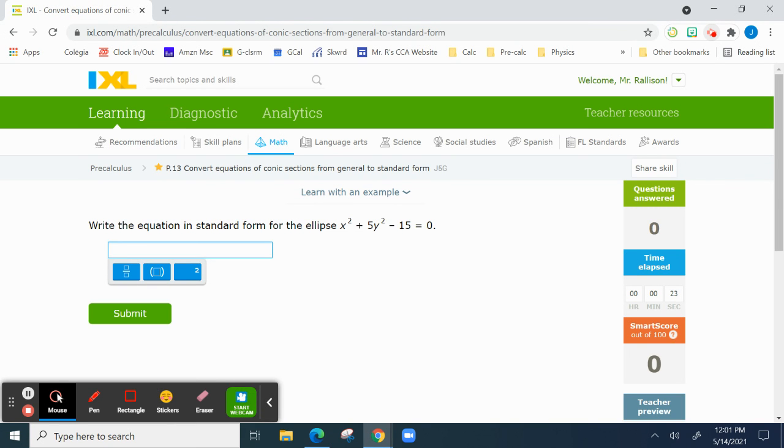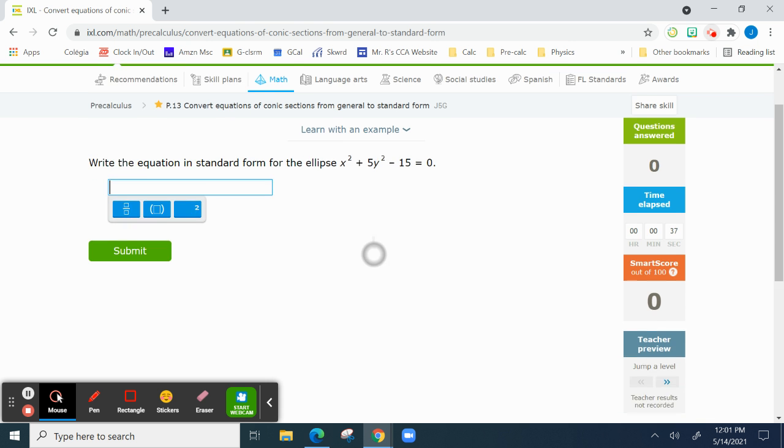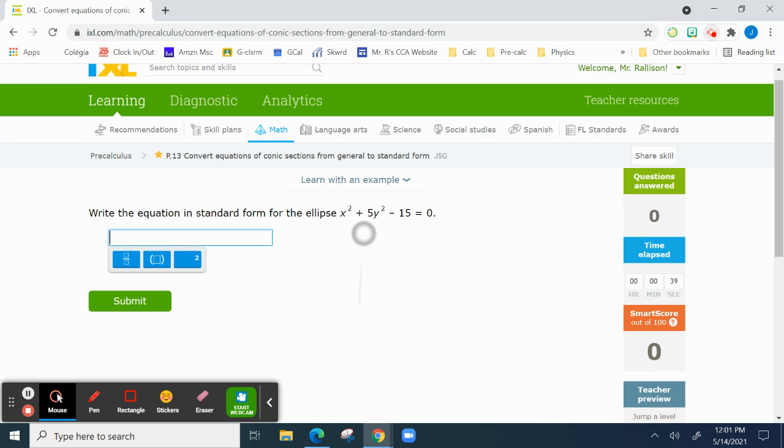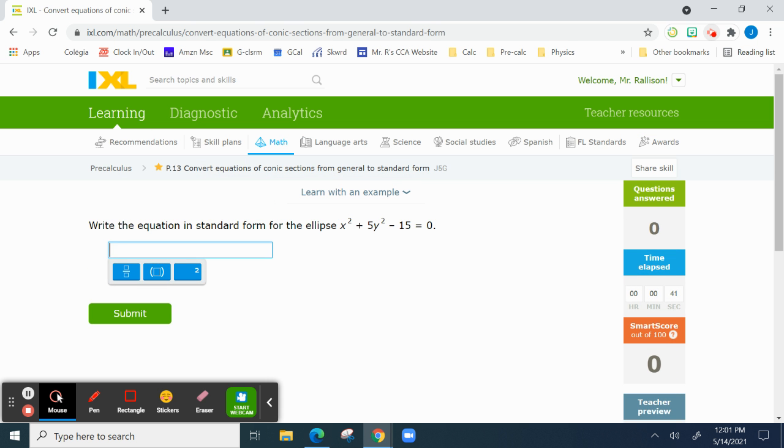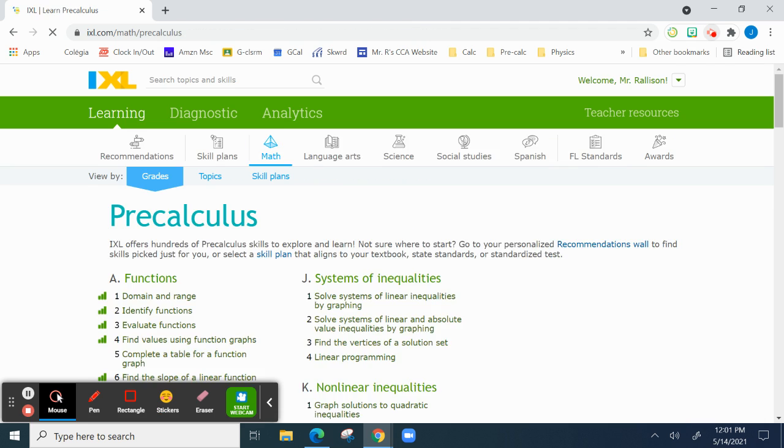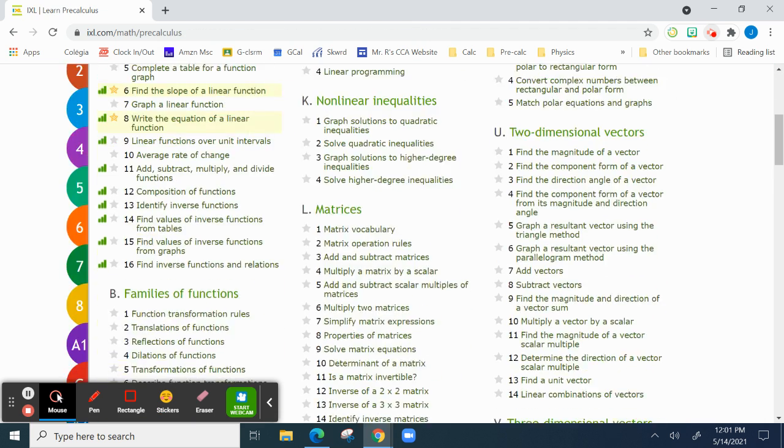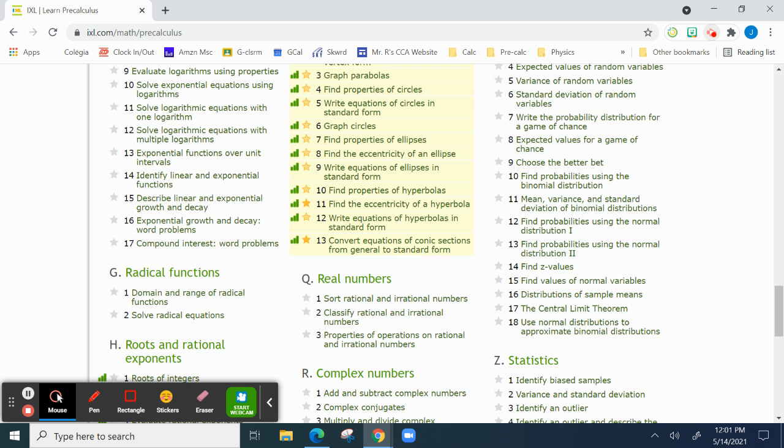Hello, this is Mr. Allison, and now we're doing IXL section P13, convert equations of conic sections from general to standard form. So basically we have to remember what the standard form of each of those conic sections is. So I'm just going to pop back here and look at this.